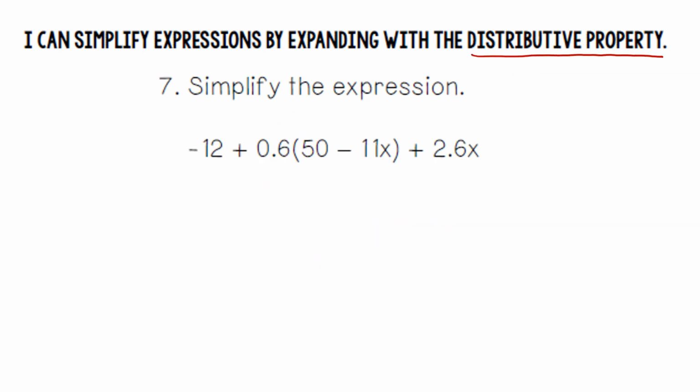Remember, we're going to start with the distributive property. We're going to multiply first. So that negative 12 will stay out in front because there's no parentheses there. We start by multiplying the 0.6 by 50, our first value, which gives us 30. And we also multiply the 0.6 by the negative 11, or the minus 11. When you multiply 0.6 by the minus 11, you end up with a negative 10.4.